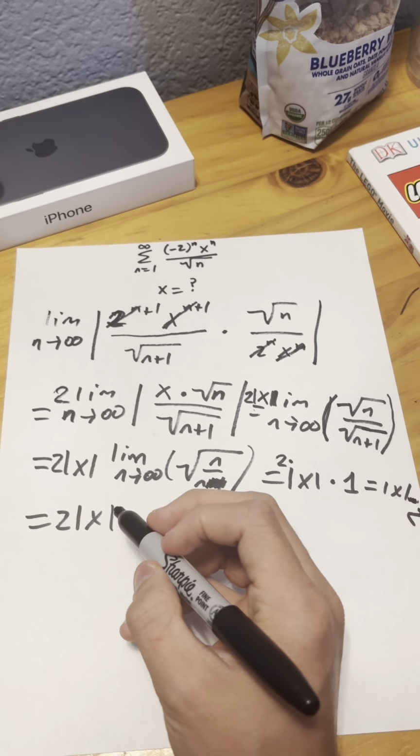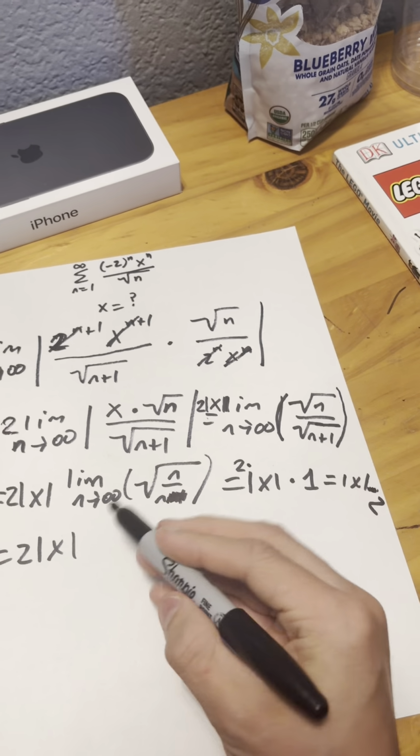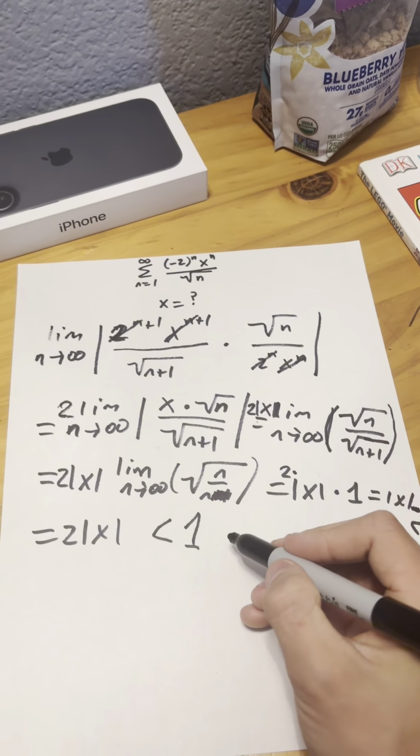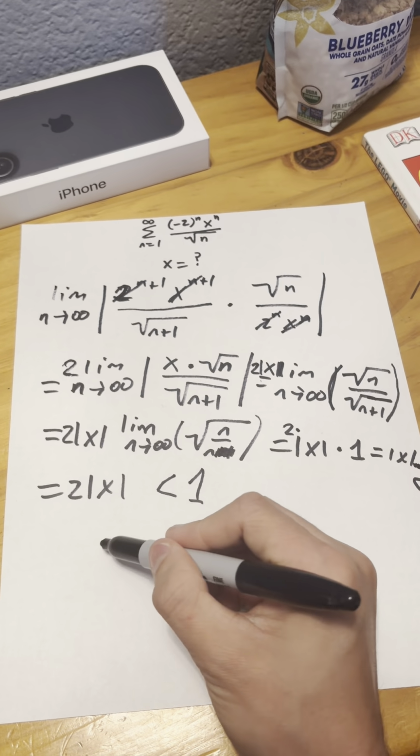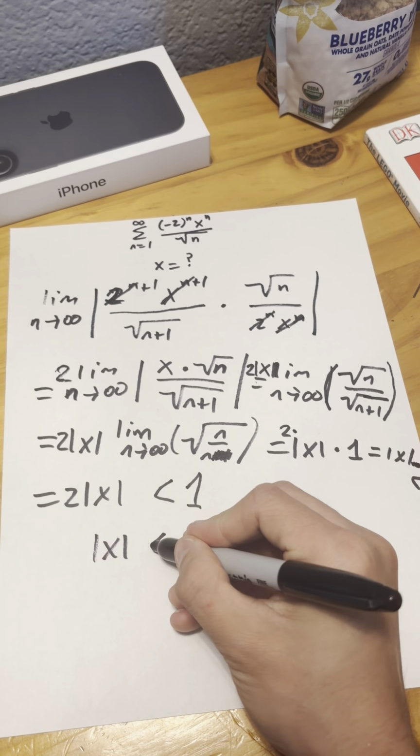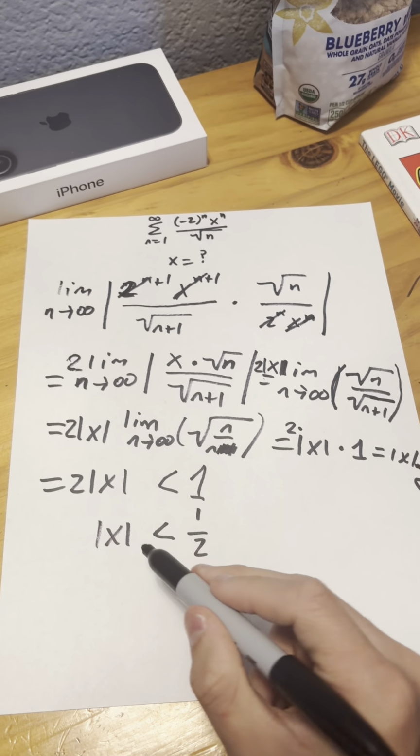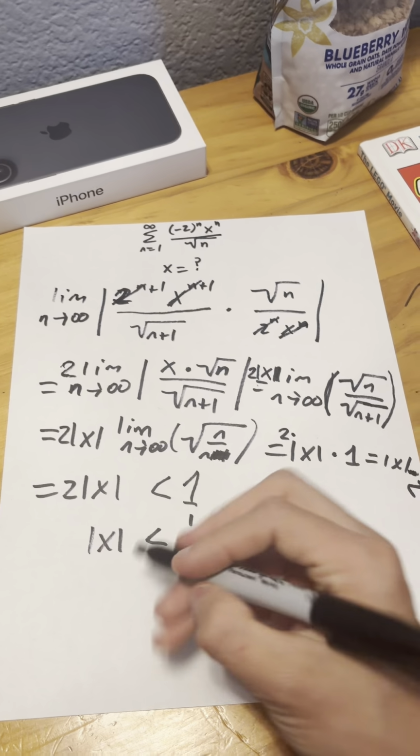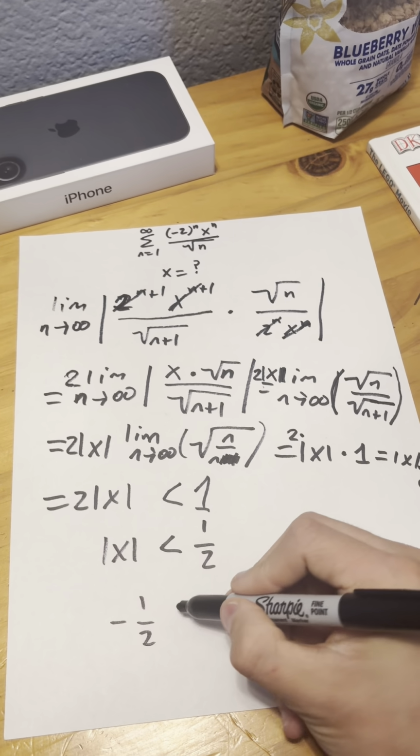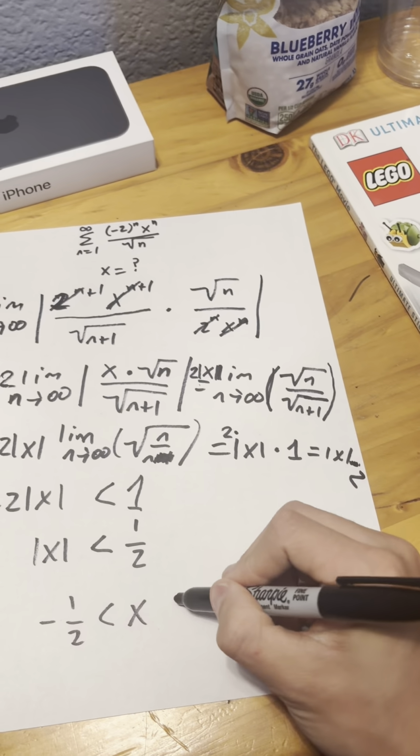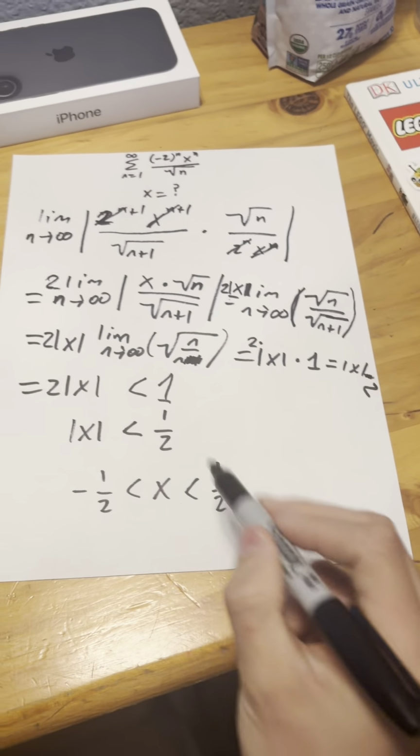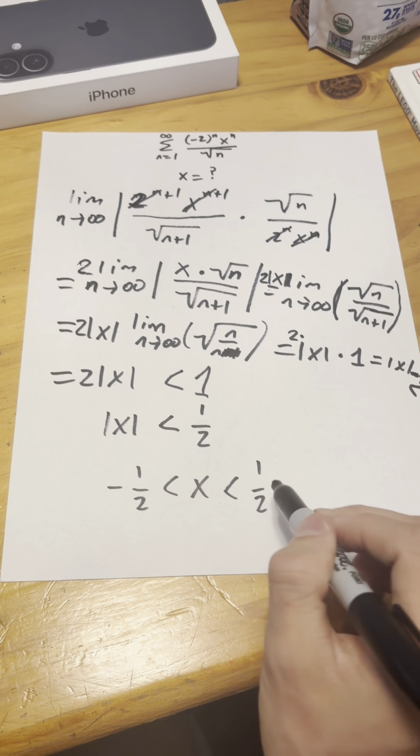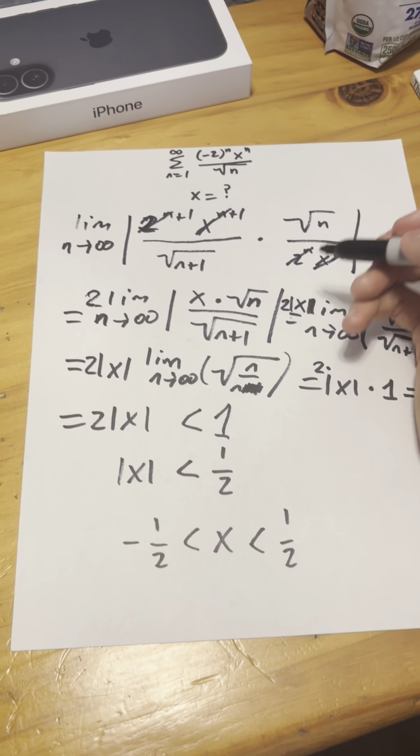Okay, using the ratio test, this has to be less than 1. So if we divide by 2 on both sides, it's less than 1/2. And then we take out the absolute value. And this is the interval of convergence. But we have to test endpoints, right?